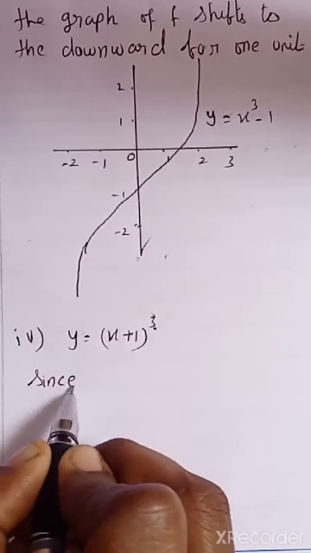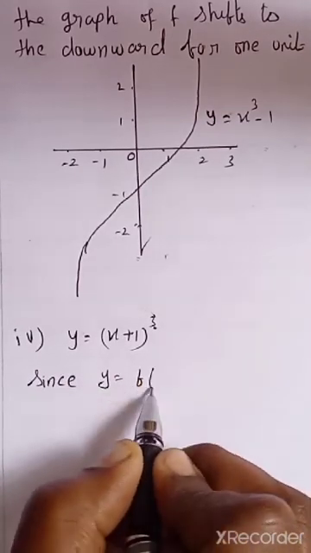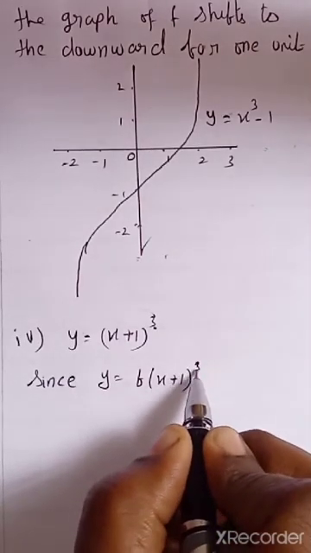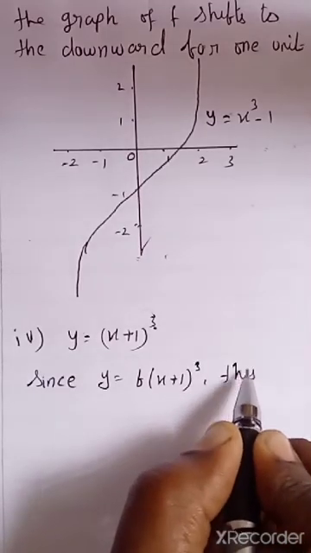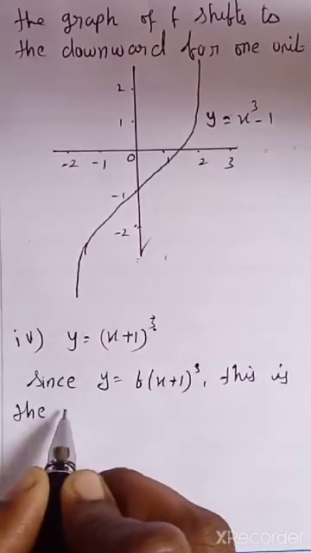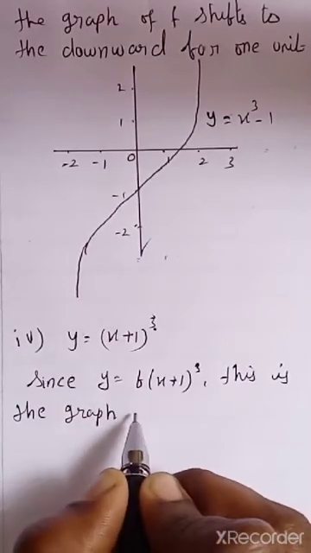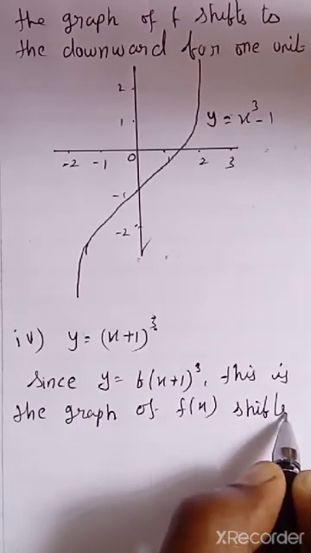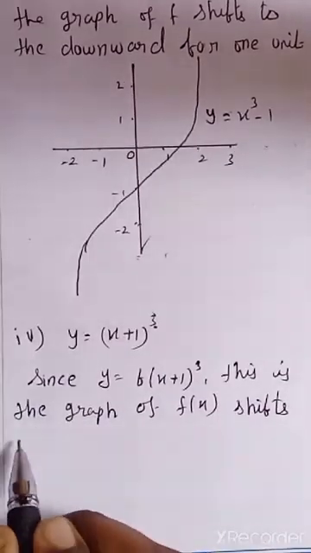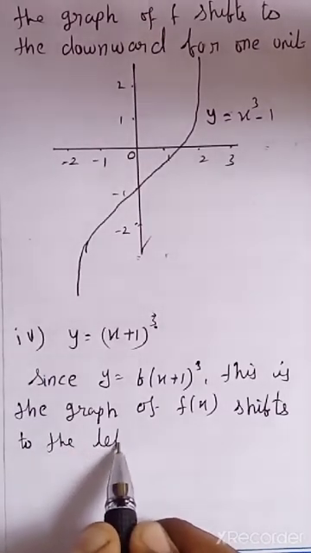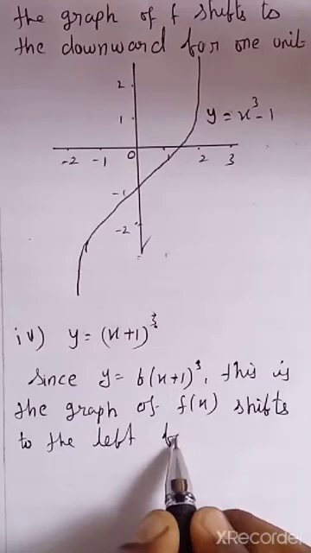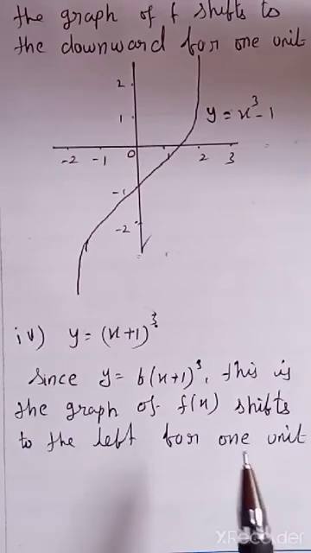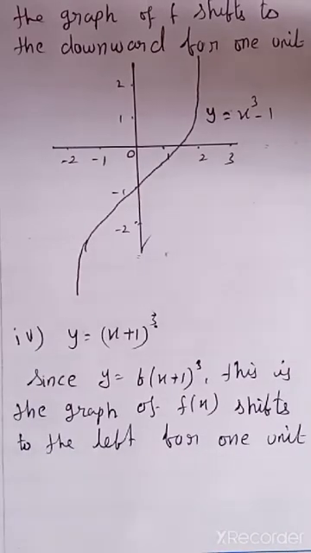So how can we write here? Since y equal to f of x plus 1, that is, x plus 1 the whole cube, this is the graph of f of x shifted to the left for 1 unit. So we now have to move the graph left for 1 unit.